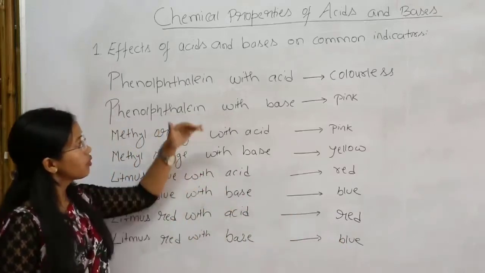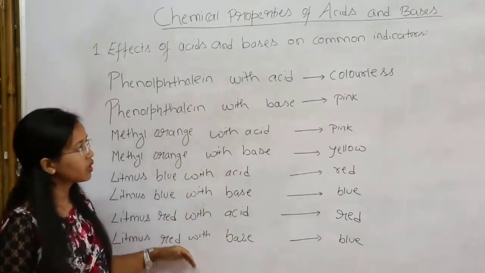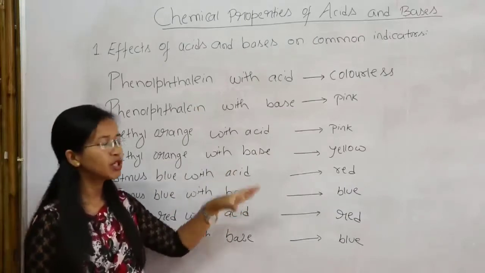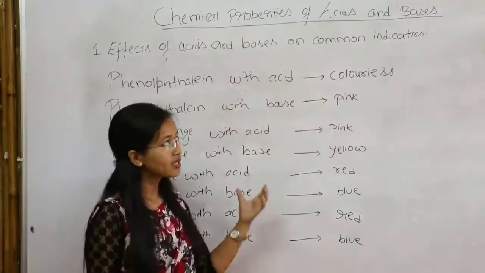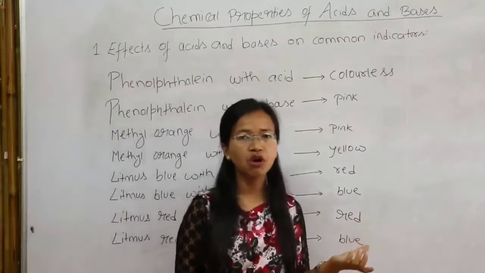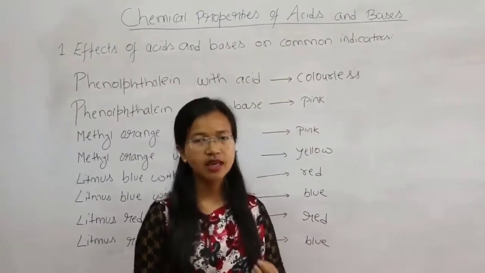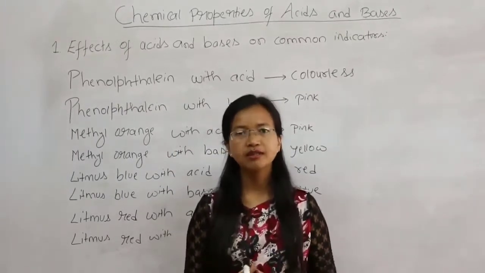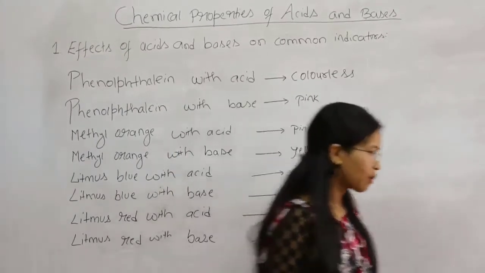So these are a few of the indicators. When they come in contact with an acid or a base, they bring some changes in their colors. This is the first chemical property of acids and bases. The next property will be how acids and bases react with metals.